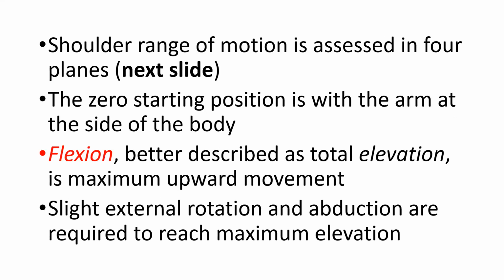Shoulder range of motion is assessed in 4 planes. The zero starting point is with the arm at the side of the body. Flexion is better described as total elevation, the maximum upward movement. Slight external rotation and abduction are required to reach the maximum elevation. Why? Did you ask why?